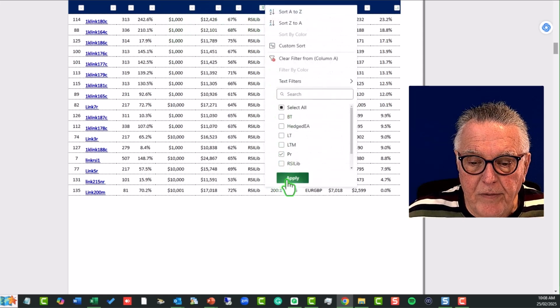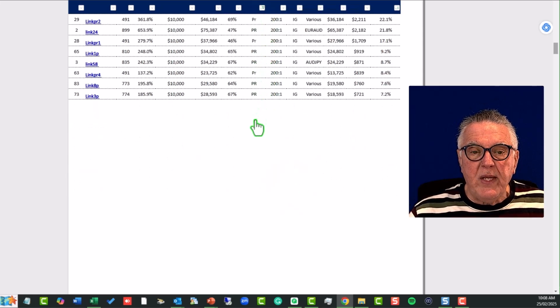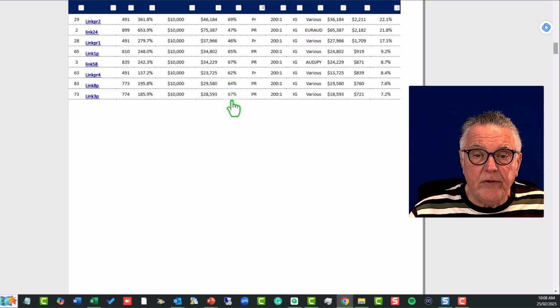I'm going to look at the Profit Retriever. So the Profit Retriever, there are 8 of them there, really good monthly returns and a nice solid profitability. It's interesting that the success rates were below 50%, and yet the EA is very profitable.